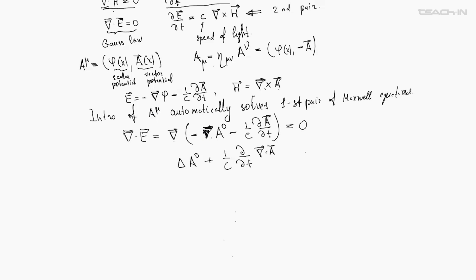And actually, this equation can be solved for A0. A0 I can write with upper index or with low index, it does not matter. A0 can be solved from this equation. So a solution which is valid in the full space can be obtained with the help of the Green's function of the Laplace operator. So A0 is minus the inverse Laplacian, 1 over c d over dt, divergence of A.